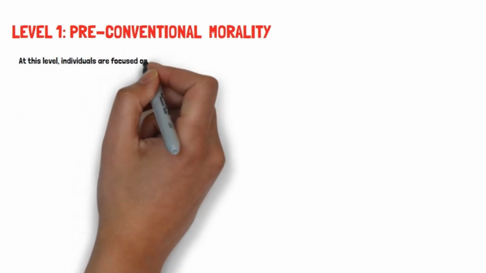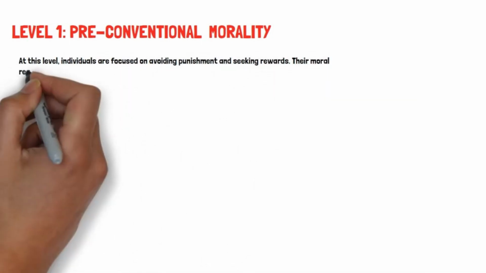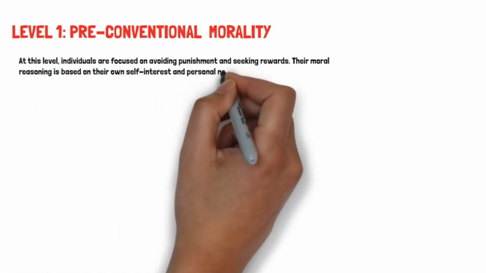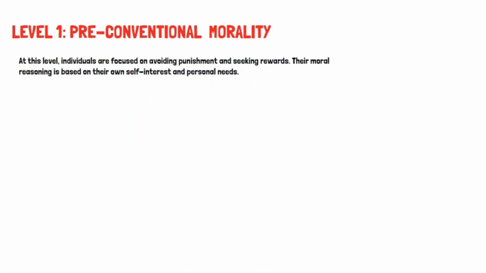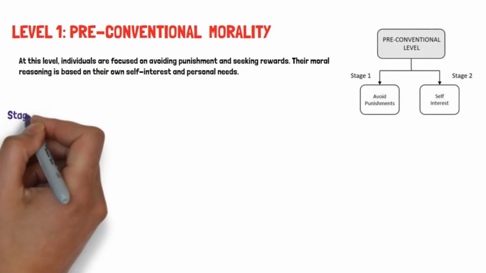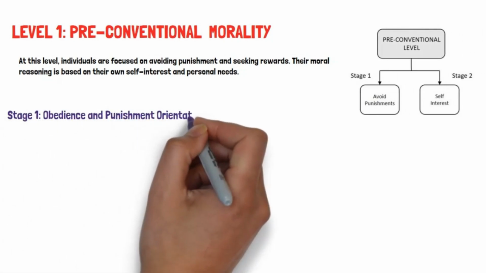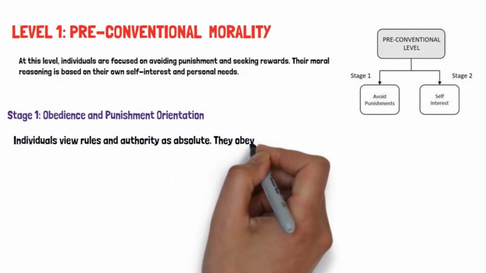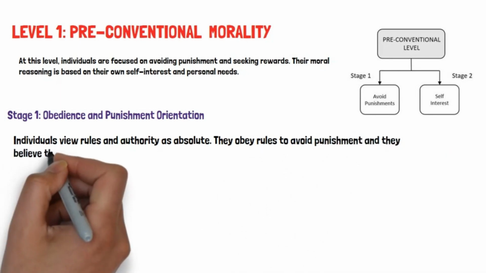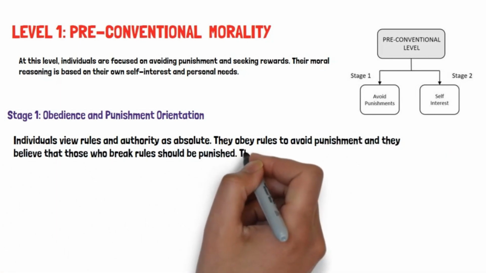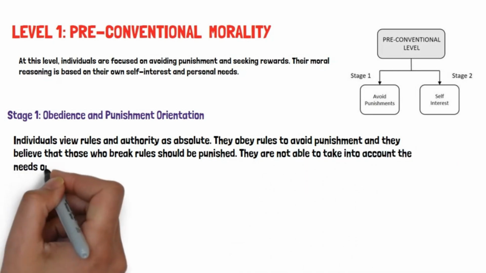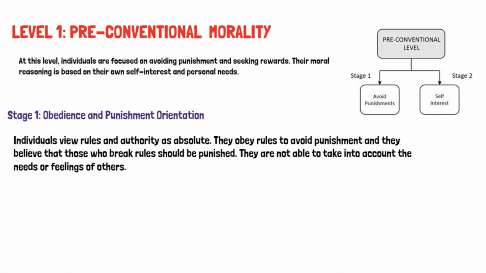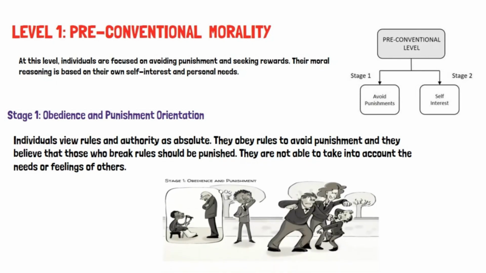Level 1. Pre-conventional morality. At this level, individuals are focused on avoiding punishment and seeking rewards. Their moral reasoning is based on their own self-interest and personal needs. Stage 1. Obedience and punishment orientation. At Stage 1, obedience to rules and punishments for breaking the rules determine the morality of the children. According to Kohlberg, the children at this stage believe that the rules set by their parents or teachers are fixed, and they will get punishment if they don't obey these rules.